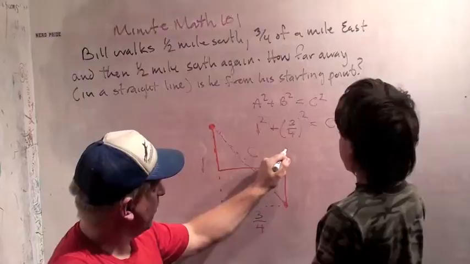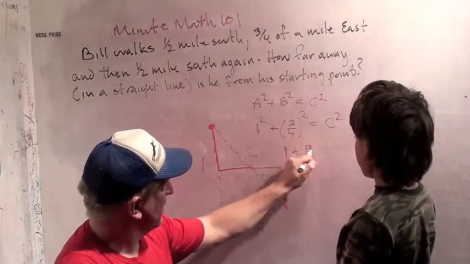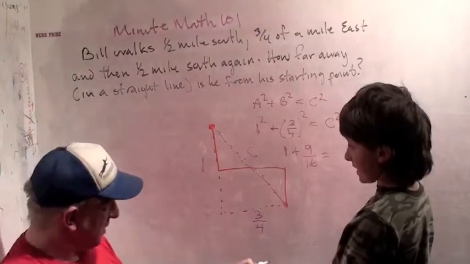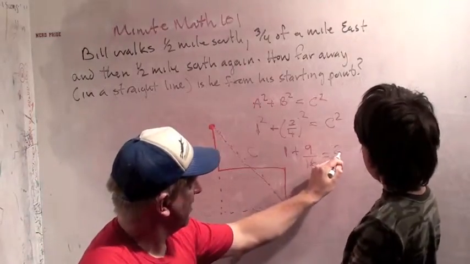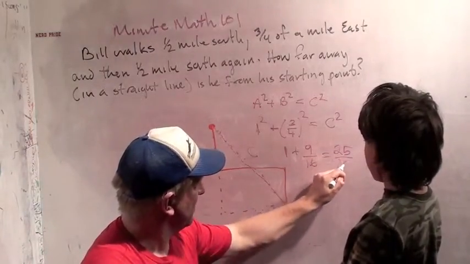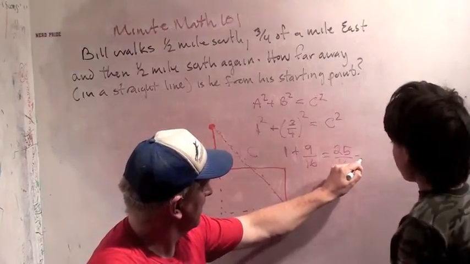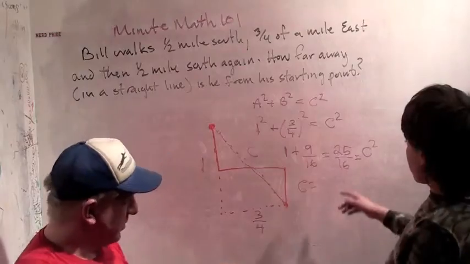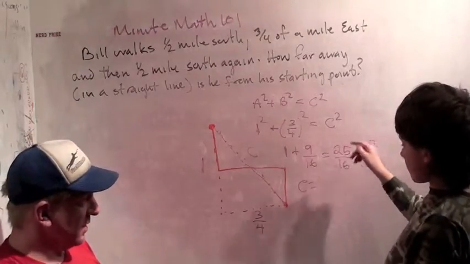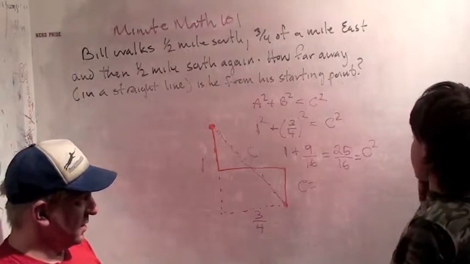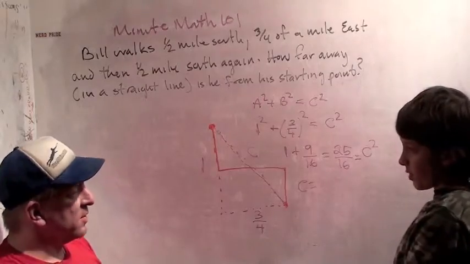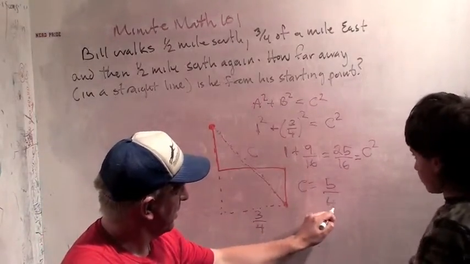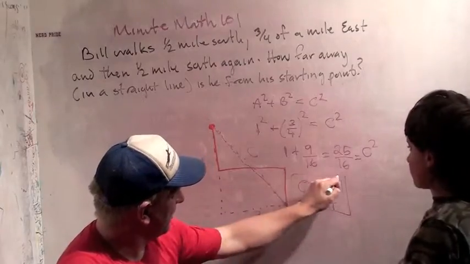So we have to figure out now what 1 plus 9/16 is. It's 25/16. It's 25 over 16, and that equals c squared. So what does c equal? Well, 25 over 16 is 5 over 4 squared. So we take the square root and we get 5/4. How about that for a pretty cool problem?